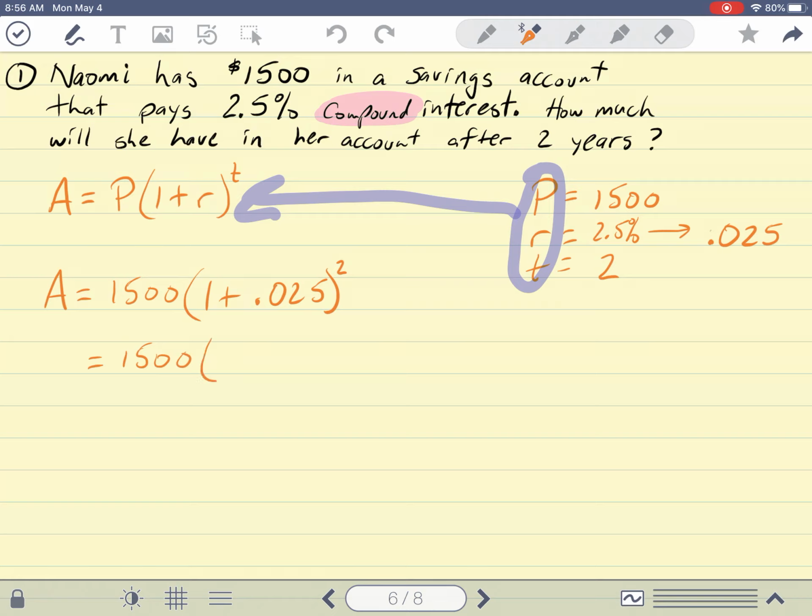1 plus 0.025 is 1.025 when you add those together, and you still have to square it. Now, what is squaring? Squaring means you're multiplying that number by itself. So 1.025 times 1.025. That's what it means when you square a value. So when you square 1.025, you get 1.050625.